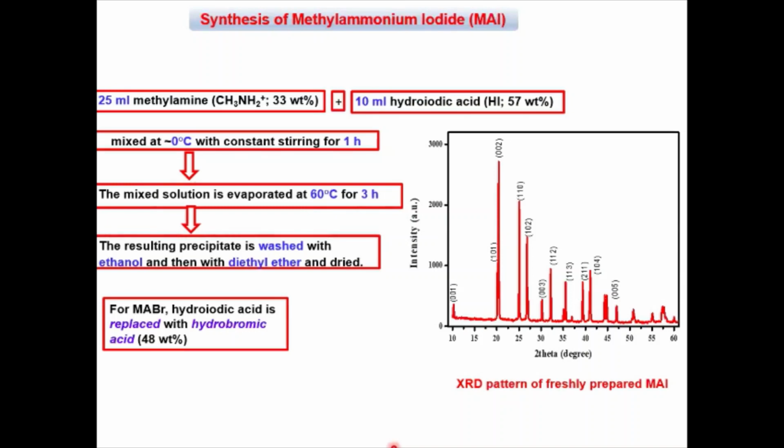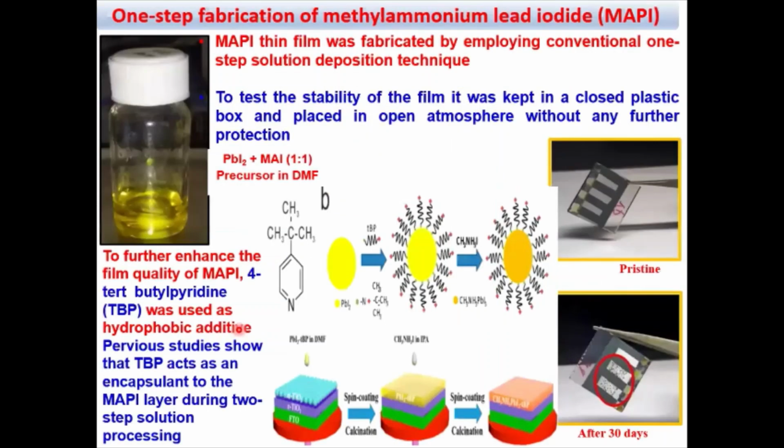So this is the actual flow chart which we have used. We have taken methylamine and hydrochloric acid, 57.8% and 33.8%, and in solution we have prepared methyl ammonium iodide or bromide. Then we have added lead iodide subsequently from the other arm, and we also made the ink from there, and finally made the film in a glove box.